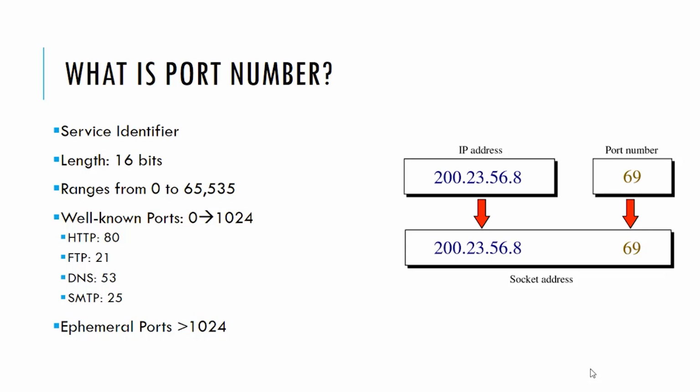For example, port number 80 is for HTTP, port number 21 is for FTP, 53 for DNS, 25 for SMTP, Simple Mail Transfer Protocol. Port numbers larger than 1024 are called ephemeral ports. Ephemeral ports are not the well-known ports, not associated with very well-known services, but can be used for the communication from the client side to the server side, while the well-known ports are dedicated on the server side for each of the services such as HTTP, FTP, DNS, or SMTP.